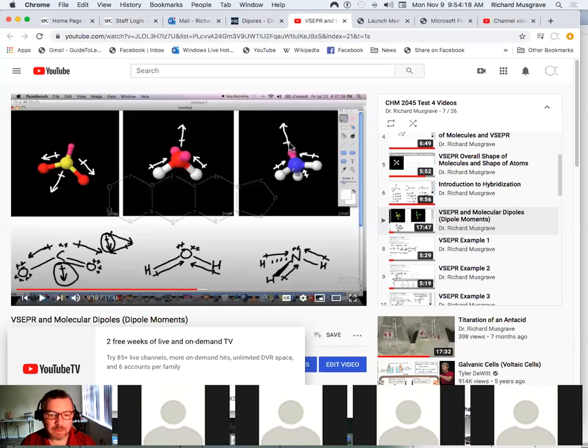And that's a little bit easier to see than what I was talking about earlier, especially with regard to these dashed and wedged lines here that I was discussing. So you can see that the wedge line here, see how that H is sticking out? And this H here is sticking into the page because it's got a dashed line.